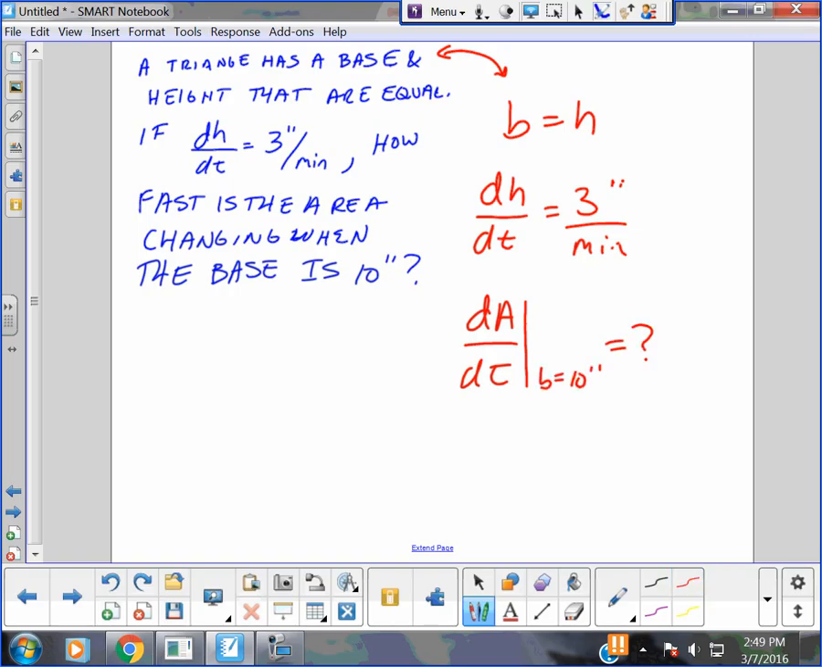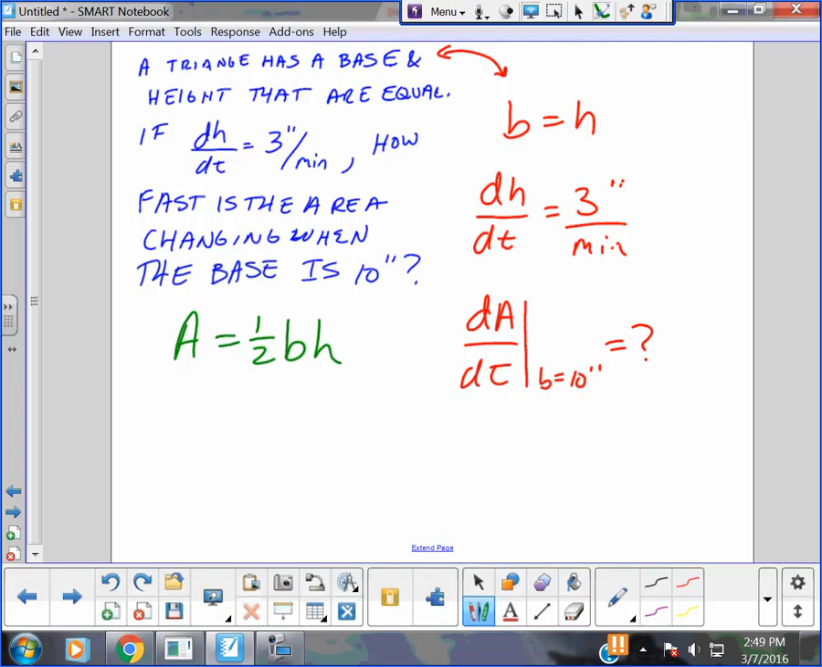All right, I won't give you the area of a triangle or a circle or a rectangle. If you don't know it, I guess it's tough times. The area of a triangle is 1/2 base times height. I see that I've been given dH/dt and the base of 10.